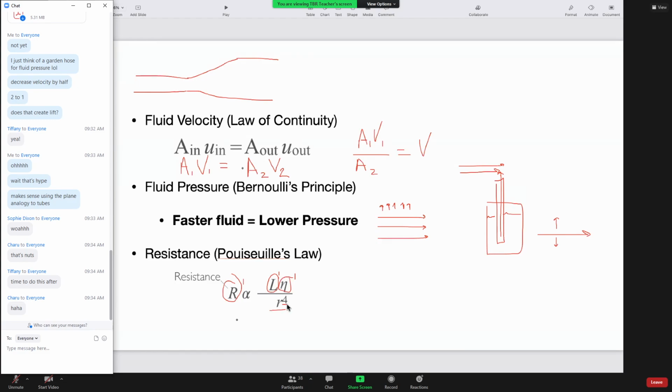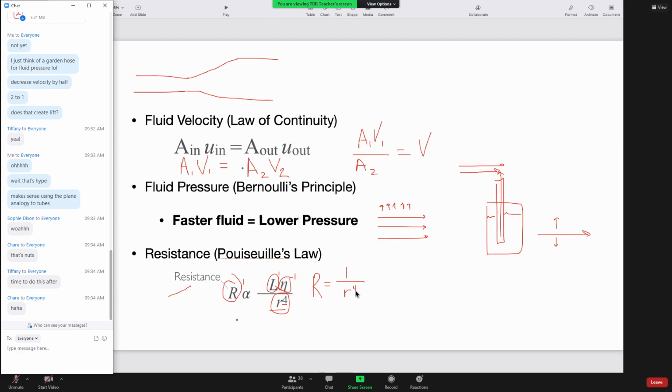So really, the biggest guy that plays a role in the resistance is the radius of the tube. And so I sometimes simplify Poiseuille's law into something as simple as this. And what this is saying is that the radius is inversely related to the resistance by a factor of 4.